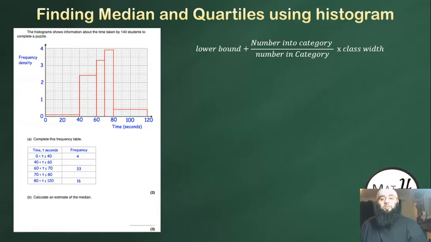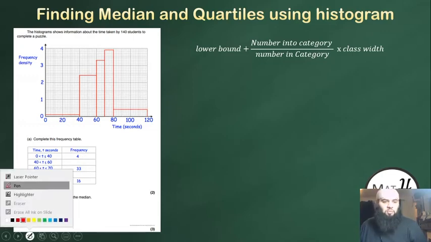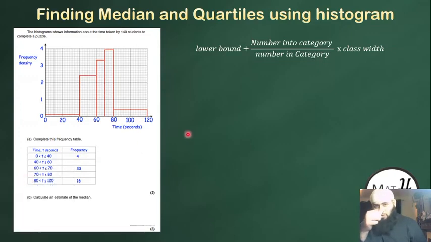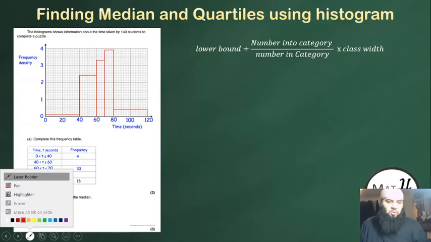Histogram. So first and foremost, we are given this equation: lower bound plus number into category divided by number in category times class width. I'll go through every single terminology in the equation in detail. So let me just go back to my pen.